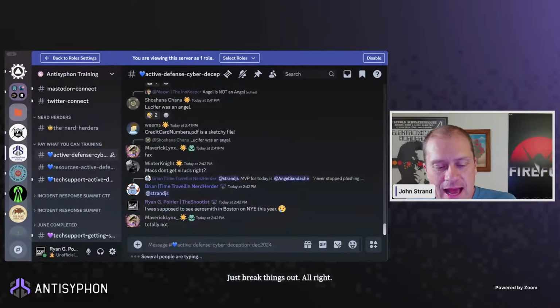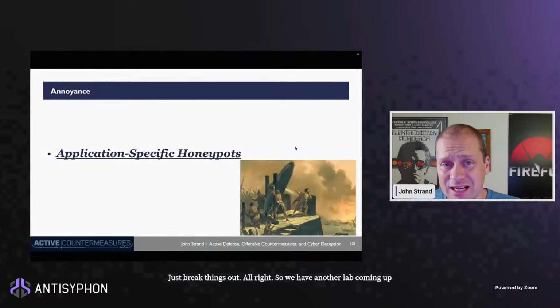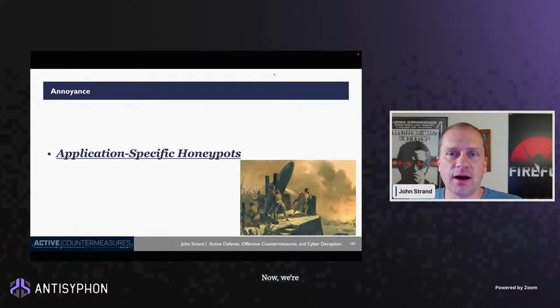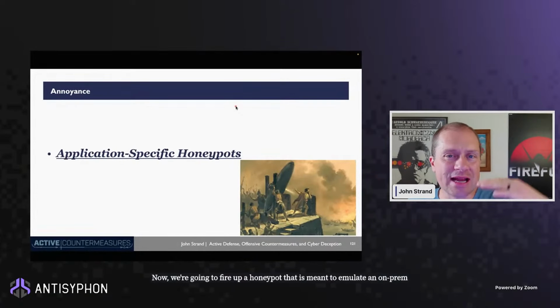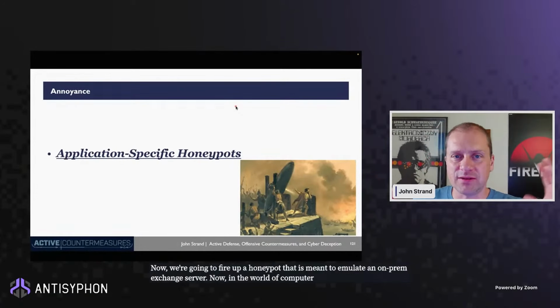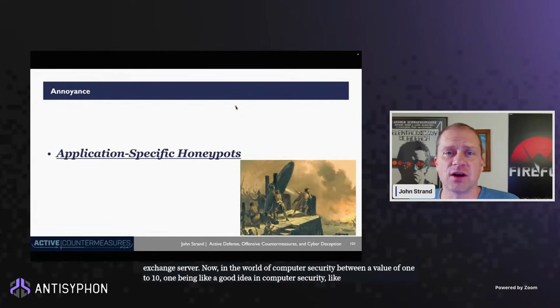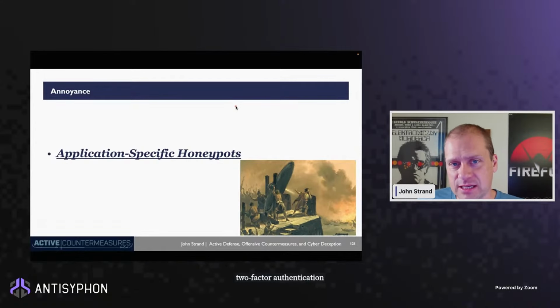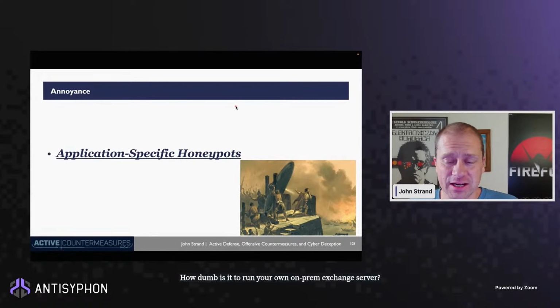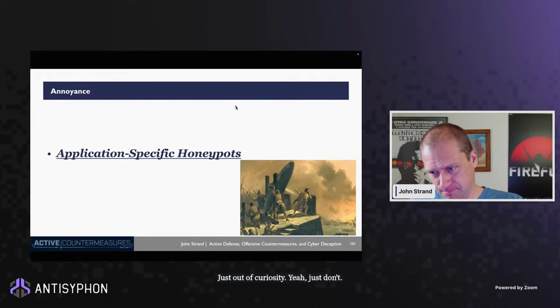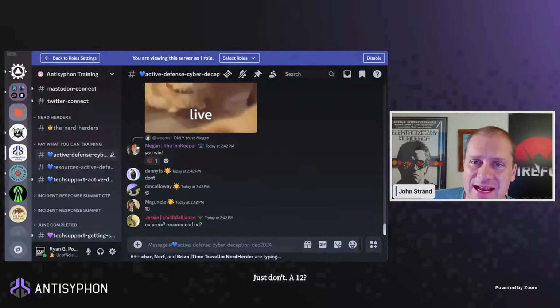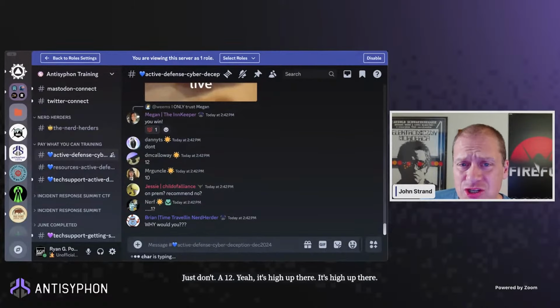All right, so we have another lab coming up: application-specific honeypots. Now we're going to fire up a honeypot that is meant to emulate an on-prem Exchange server. Now, in the world of computer security, on a scale of 1 to 10, with 1 being a good idea like two-factor authentication and 10 being something dumb, how dumb is it to run your own on-prem Exchange server? Just out of curiosity. Yeah, just don't. A 12. It's high up there. You just shouldn't do it, right?